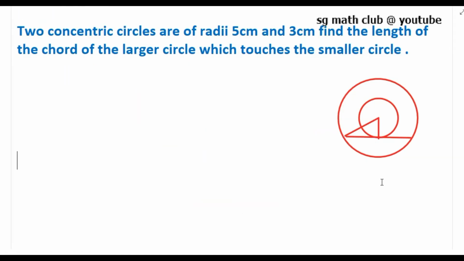Next question. Two concentric circles are of radius 5 centimeter and 3 centimeter. We need to find the length of the chord of the largest circle which touches the smaller circle. Two concentric circles. What do you mean by concentric circles? Concentric circles means two circles are said to be concentric if they have the same center but different radii.